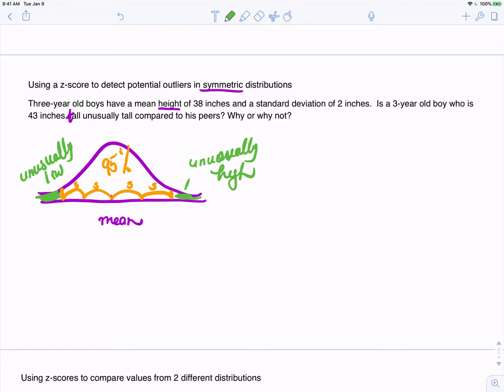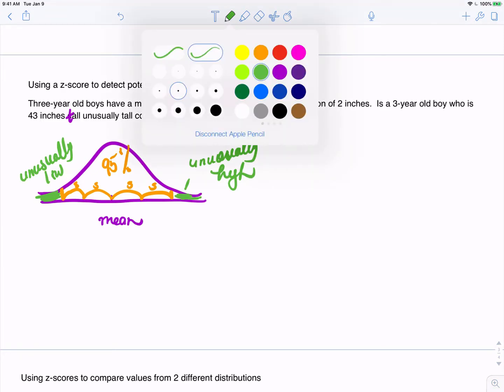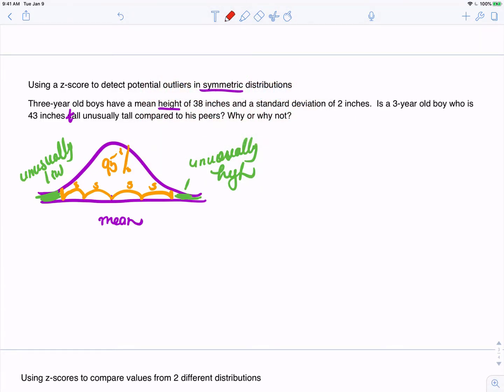And why is that? Well, the whole thing has to add up to 100%. So if we know that 95% is in the middle, that means 5% is in the tails. That means 2.5% is out here, and 2.5% is down here. So if you're in the top 2.5% of a distribution, we say you're unusually high. And if you're in the bottom 2.5% of a distribution, we say that you're unusually low. It's just kind of an arbitrary cutoff, but I do think that most of us would agree that being in the top 2.5% of anything is kind of special.